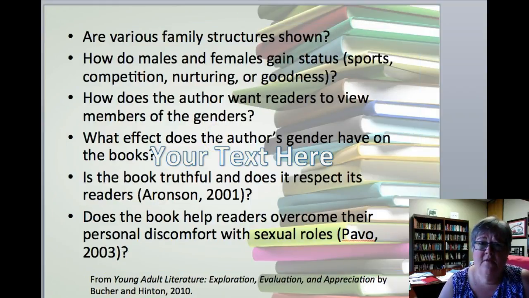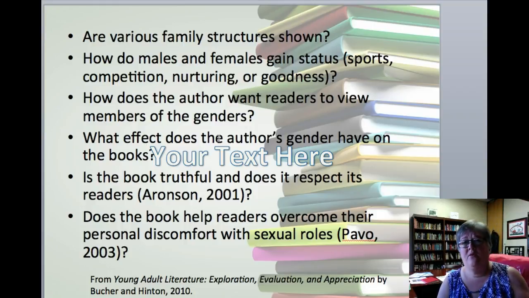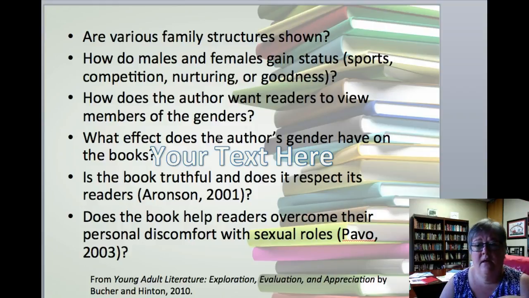You also want to look for evidence of various family structures in that book. So single parent, two parent, same-sex parents, living with a grandparent. You want to look for lots of different family structures. You want to read and consider how males and females gain status. What improves their status? Is it being successful at sports or competition? Or is it being a good nurturer or being a good person?